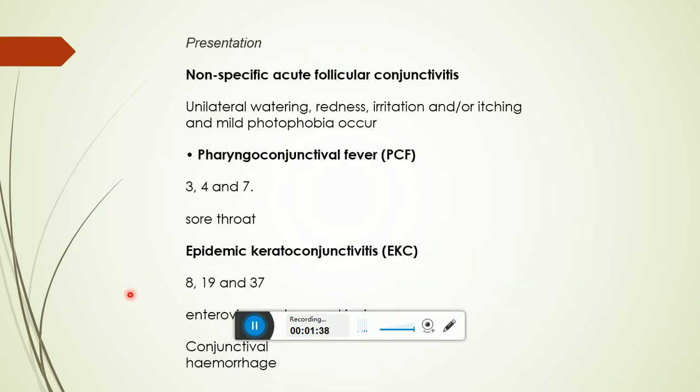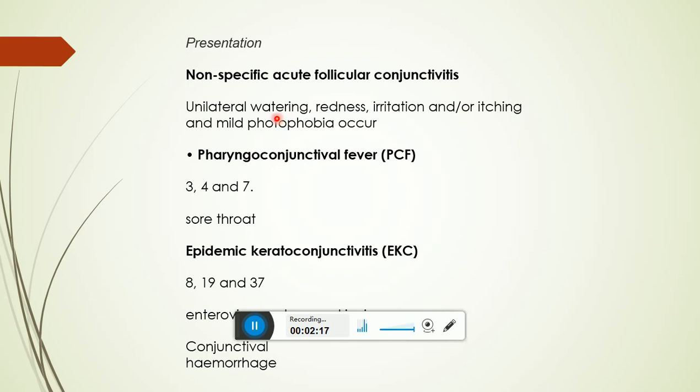Now the presentation. The spectrum of viral conjunctivitis varies from mild subclinical disease to severe inflammation with significant morbidity. There will often be a history of close contact with acute conjunctivitis. There are many types of presentation. Number one is non-specific acute follicular conjunctivitis, and this is the most common clinical form of viral conjunctivitis. It is typically due to adenoviral infection, and this can be caused by a range of serological variants of adenovirus.